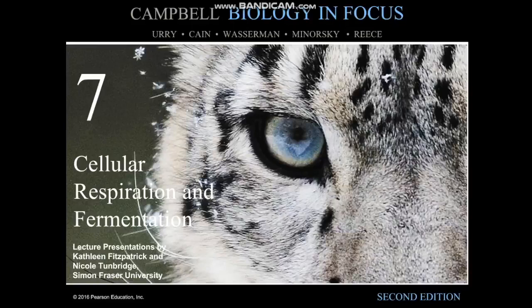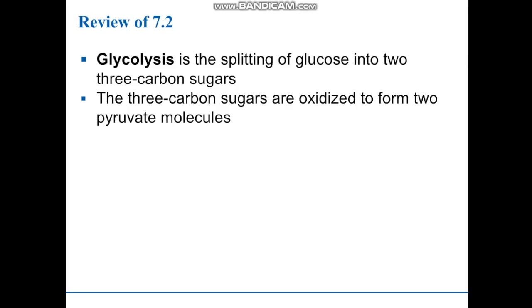Alright, so this is section 7.3, which is about the citric acid cycle. So this is a review of 7.2. We have glycolysis, which is the splitting of glucose into two 3-carbon sugars, and then those 3-carbon sugars are oxidized to form two pyruvate molecules.